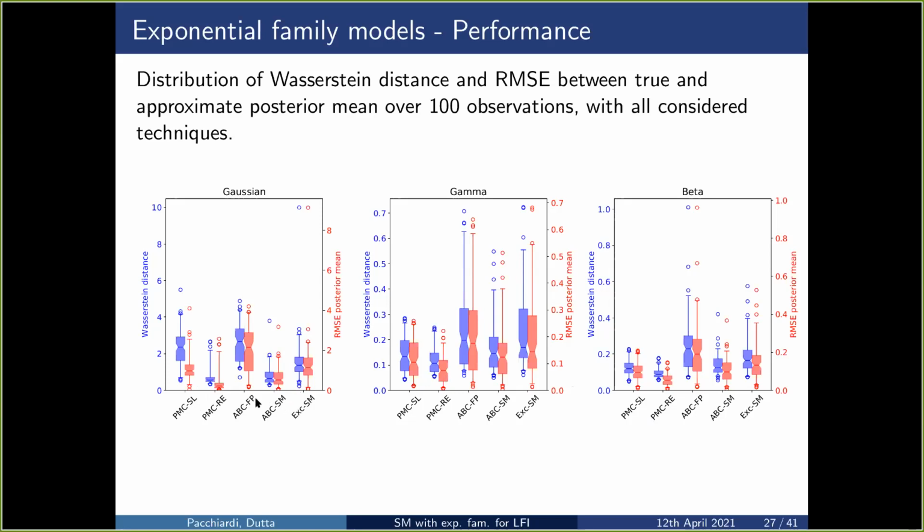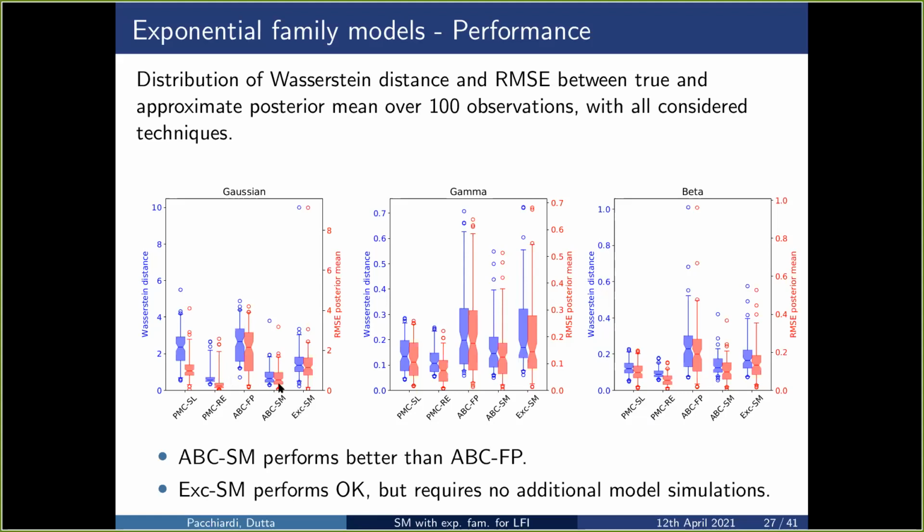Still, when you do ABCFP, ABCSM, and Exchange SM, they're rather close to the true performance here. And they're always better than ABCFP, where by ABCFP we mean we are using neural networks suitable for those setups. Exchange SM is slightly worse, because ABCSM is better in a sense, as we update and simulate more, so it concentrates on the true parameter value, or posterior, better.